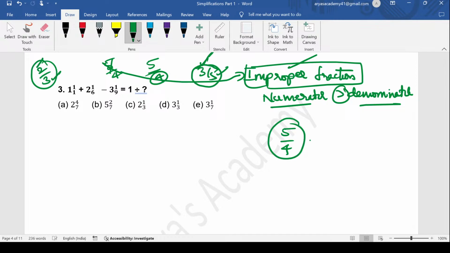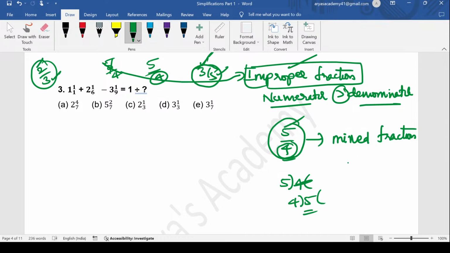Whenever you get an improper fraction, that improper fraction has to be converted to a mixed fraction. So how to write a mixed fraction from an improper fraction? What is the denominator? 4. So you have to divide the numerator 5 by 4. When you divide 5 by 4, 4 is the divisor, 5 is the dividend.